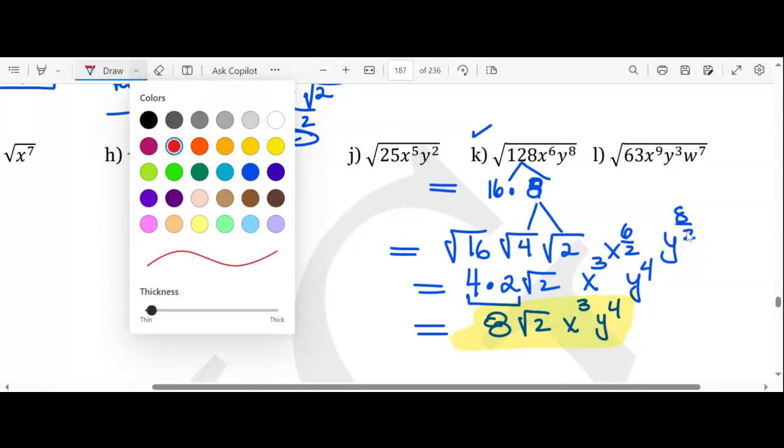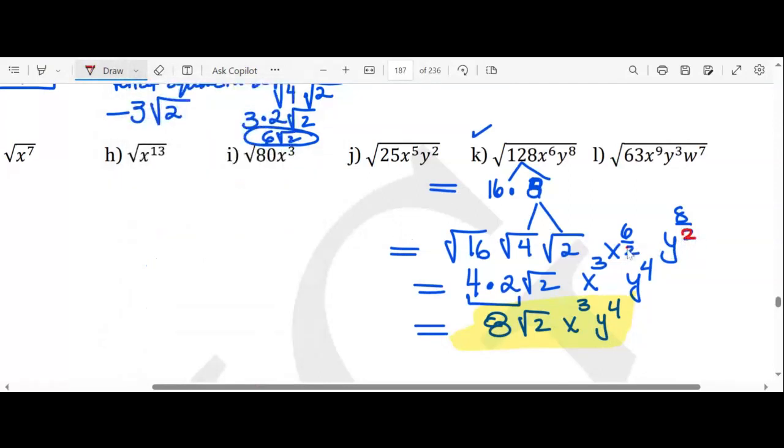Can somebody tell me why I divide by 2 here? Because what is the power here? What is the index? How much is the index? Index is 2. So you have to divide the power here by what? By 2. Is this clear?